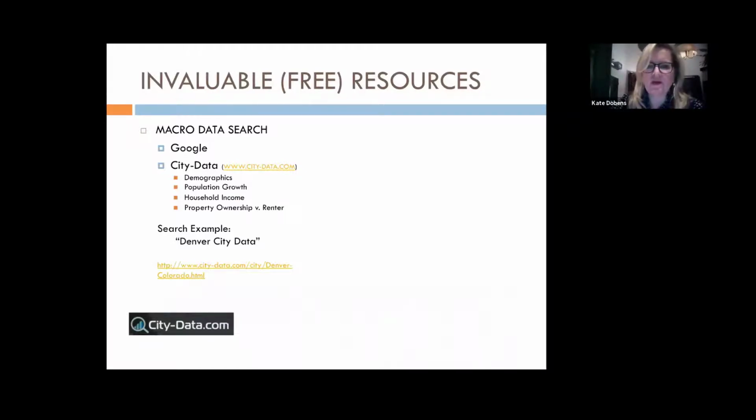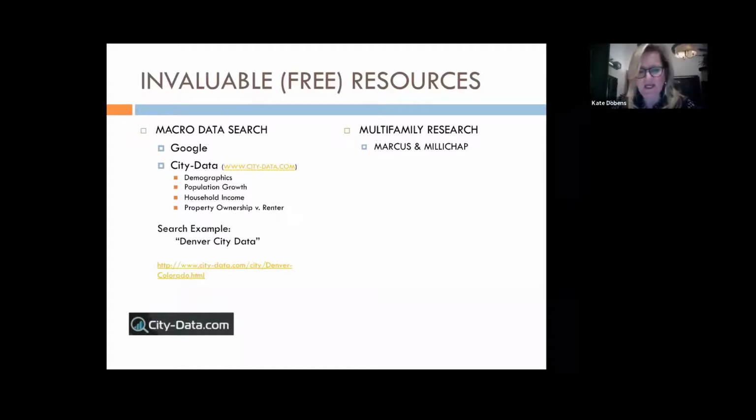So great starting point. Okay, but specific on the multifamily research. So that's really kind of your general demographic and population information. But on multifamily research, if you're not using these resources, you're crazy. These are all free, and you all are here because you respect getting educated in this field.